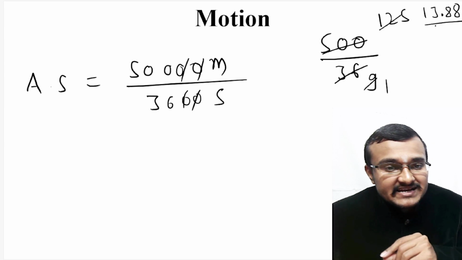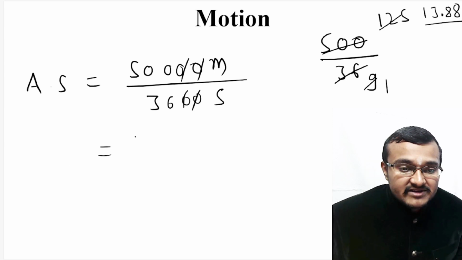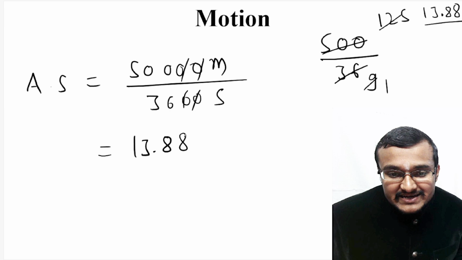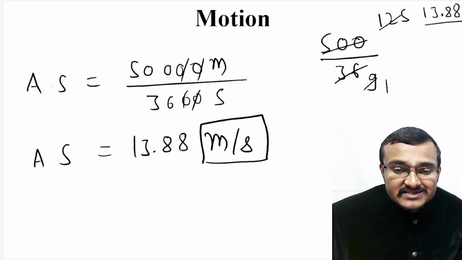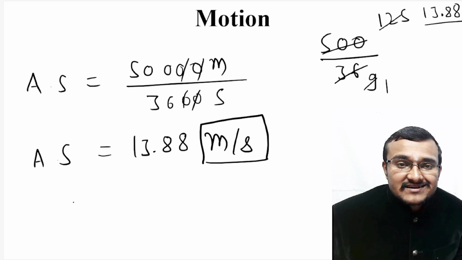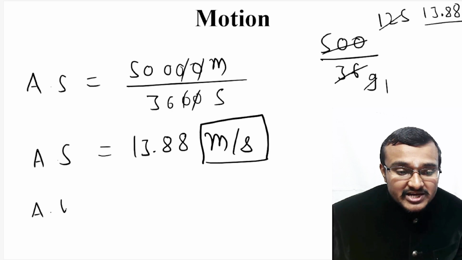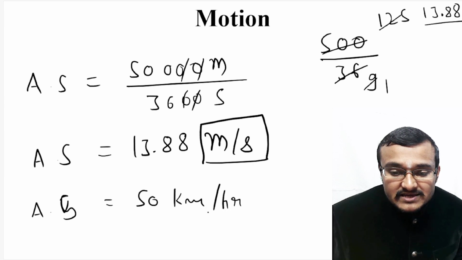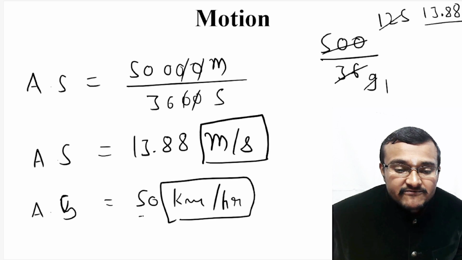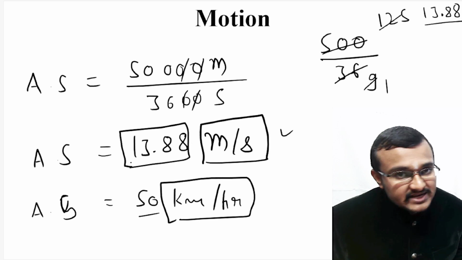So 13.88 will be the average speed. So 13.88 meter per second is the average speed. Here the SI unit is meter per second, and if you calculate the same in kilometer per hour, the average speed is equal to 50 kilometer per hour. So in kilometer per hour you have 50, and in meter per second you have 13.88 meter per second.